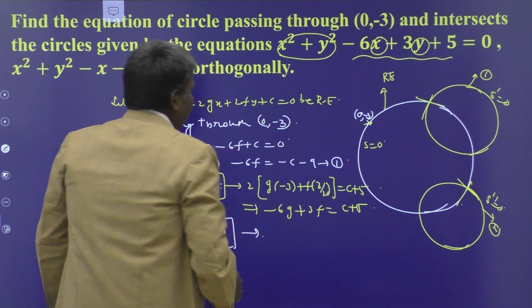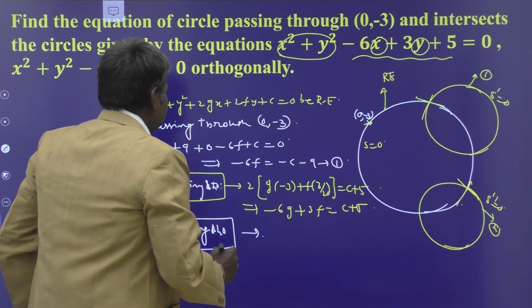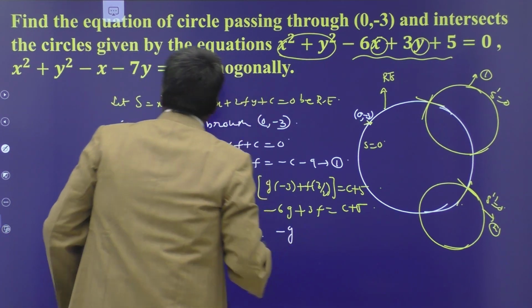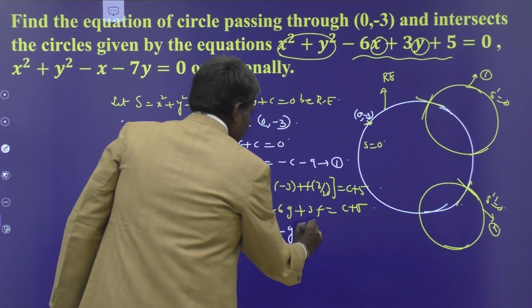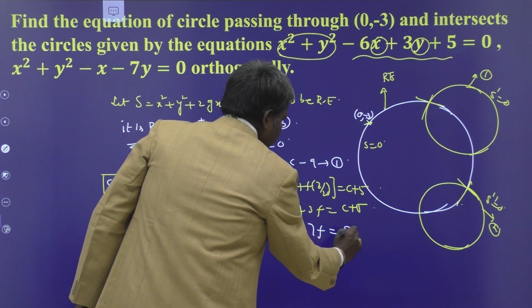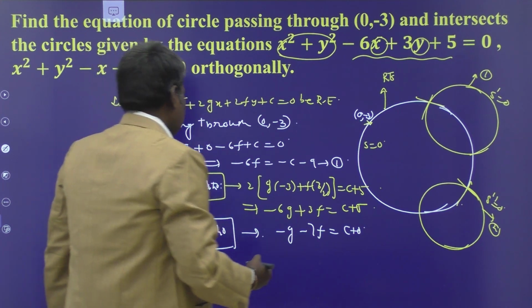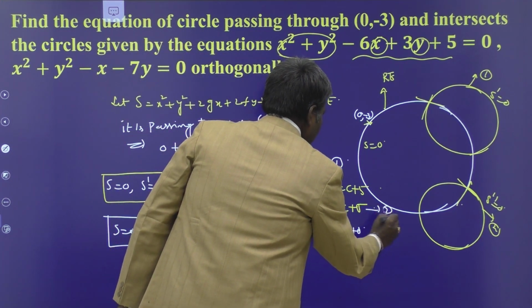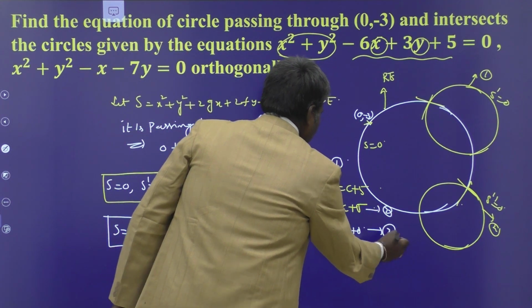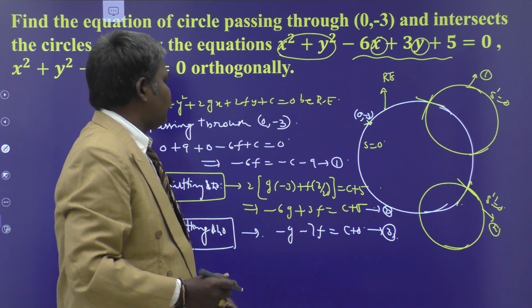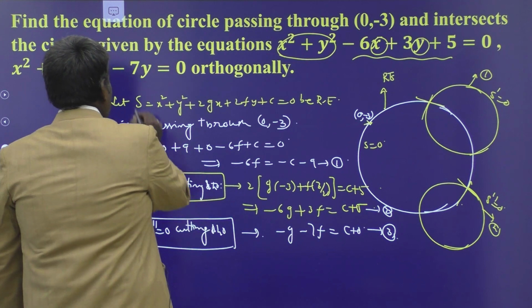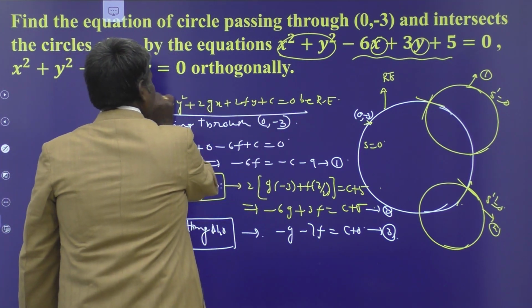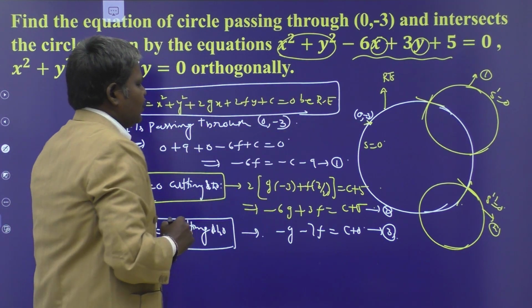What is the condition now? Directly can I write minus g and minus 7f is equal to c plus 0. This is say second equation, this is say third equation. So by using three equations we have to find f, g, c values, substitute f comma g comma c here itself, we obtain the required equation of the circle.